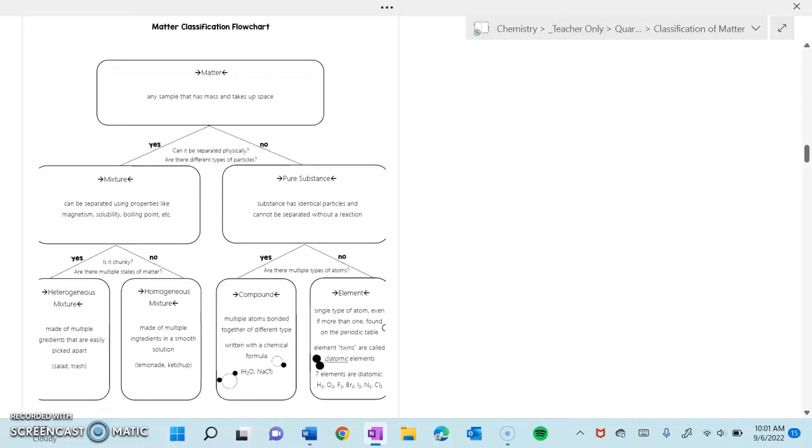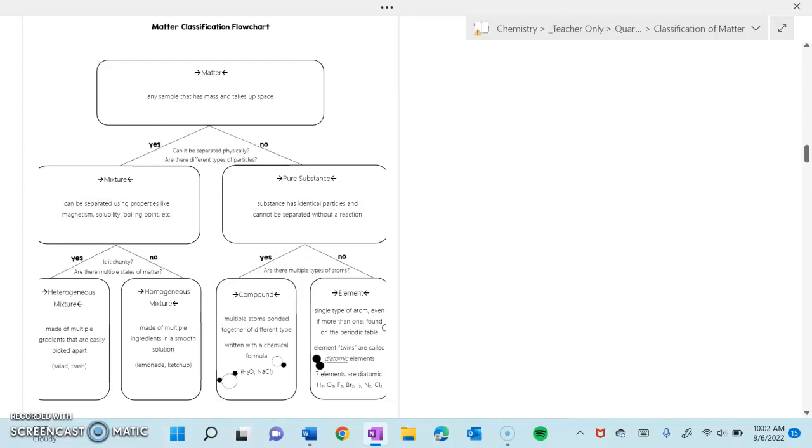It's a quick overview of what we just talked about in our notes, and then we're going to use it to classify our examples. So again, matter is any sample that has mass and takes up space. Ask yourself these questions and go through the flow chart. Can it be separated physically? Meaning, can I pick it apart or maybe filter it or distill it, evaporate water, use a magnet, use a funnel? Can I do any of these things to separate it? If yes, then you have a mixture. If no, then you have a pure substance.